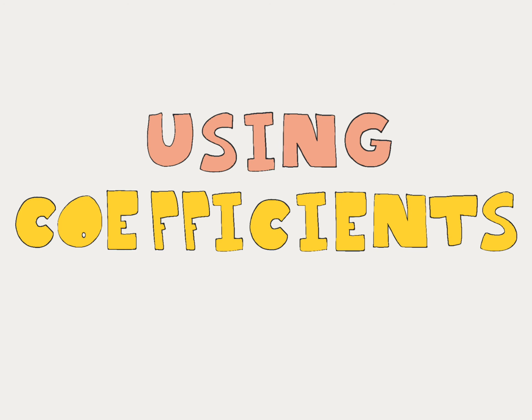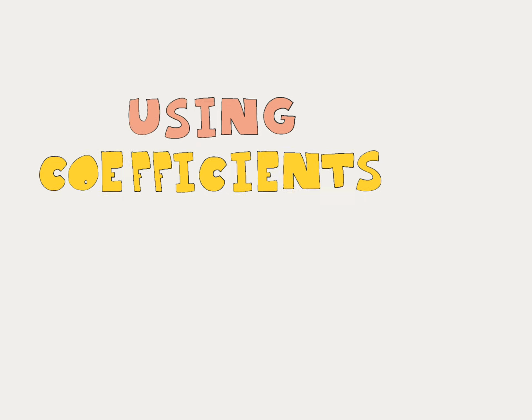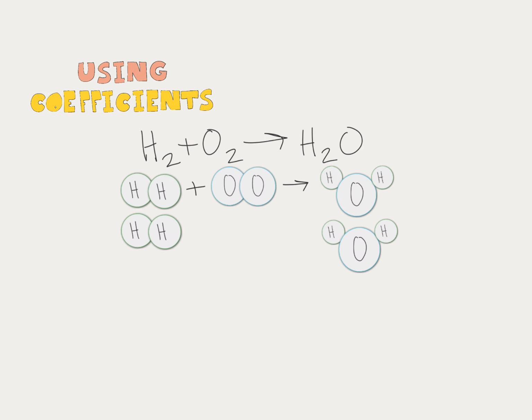Scientists did decide, however, that drawing out molecules every time they wanted to balance an equation seemed like a really long process, and for those that weren't quite as good at drawing circles, they decided they'd rather use something else. That something else was numbers, and those numbers are called coefficients. Let's take one last look at our example equation between hydrogen and oxygen.